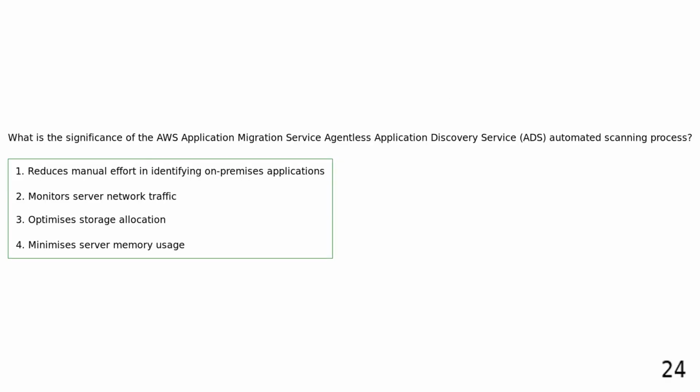What is the significance of the AWS Application Migration Service Agentless Application Discovery Service automated scanning process? Reduces manual effort in identifying on-premises applications. Monitors server network traffic. Optimizes storage allocation. Minimizes server memory usage.